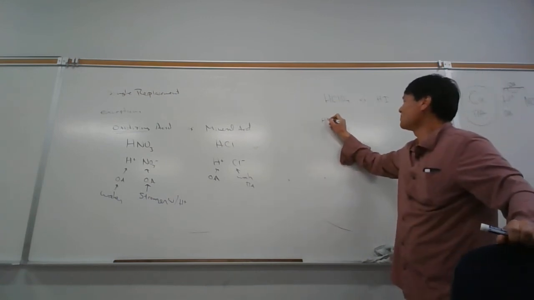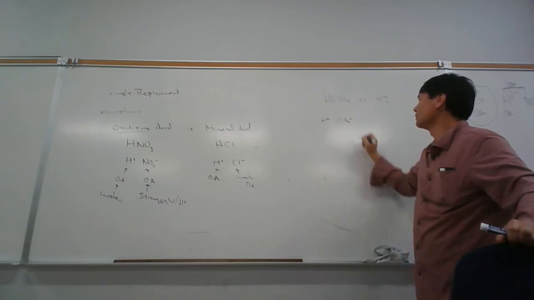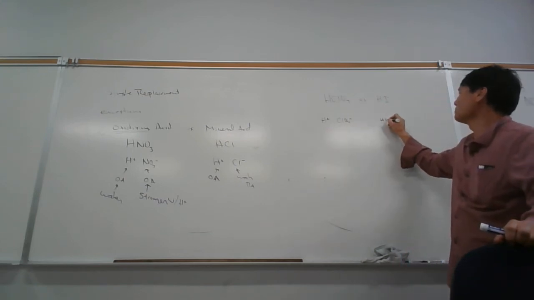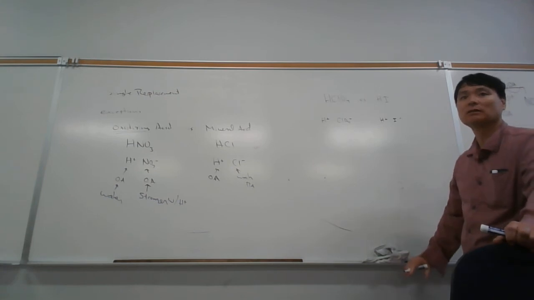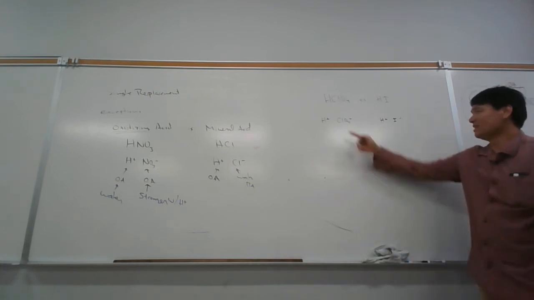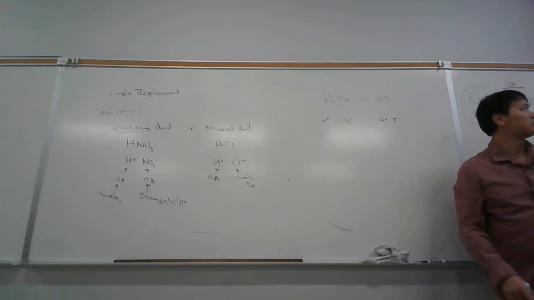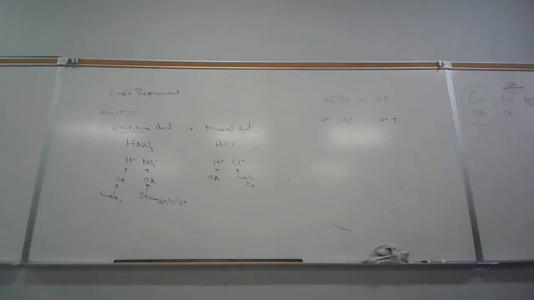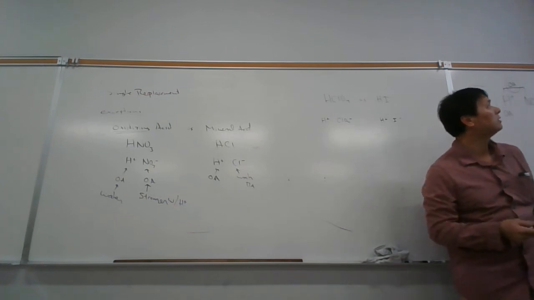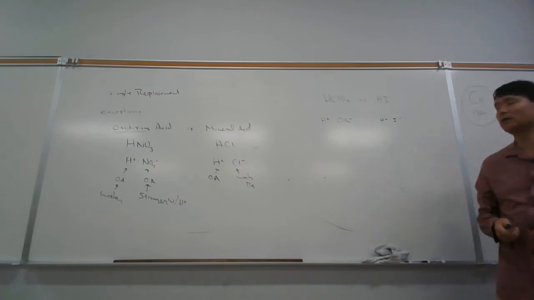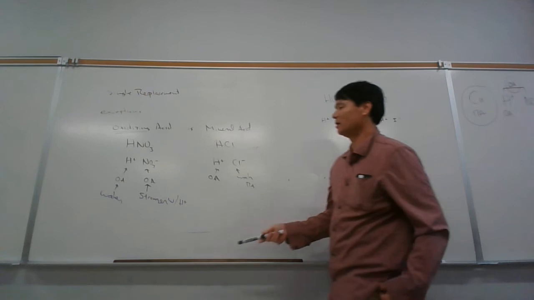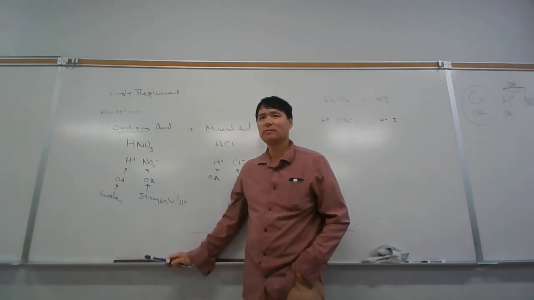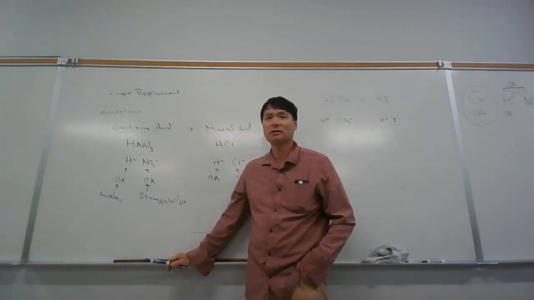HClO4 consists of H plus and ClO4 minus. HI consists of H plus and I minus. Both of these have H plus, and H plus is an oxidizer, so they should be equal in oxidizing strength, right? However, now ClO4 is not on our chart, is it? ClO4 isn't on our chart, but what makes nitrate a strong oxidizer? Do you know what makes nitrate a strong oxidizer?